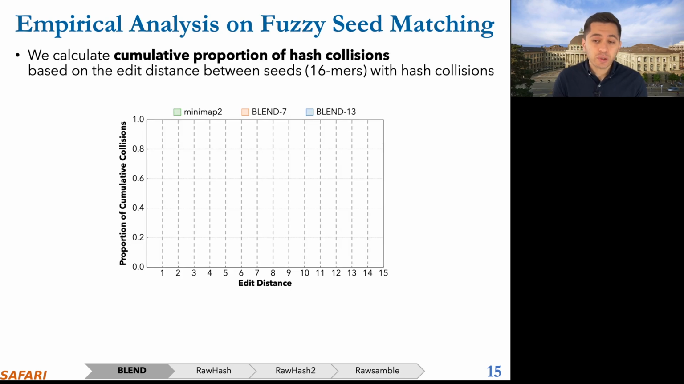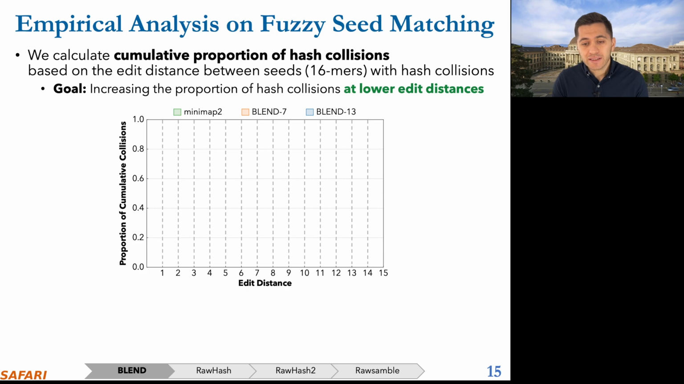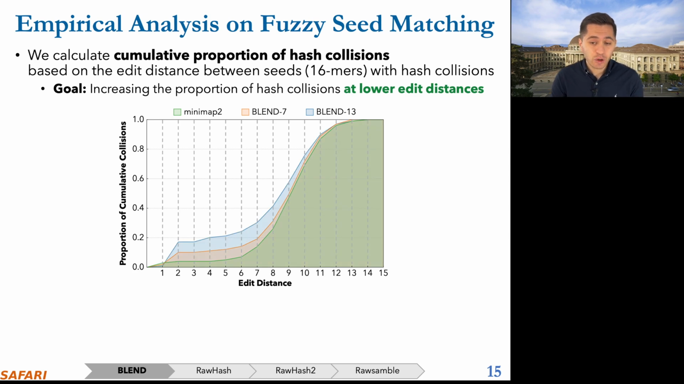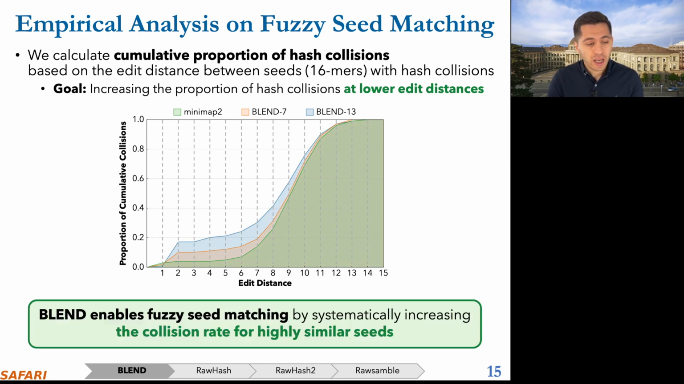We calculate the cumulative proportion of hash collisions on the y-axis based on the edit distance between the seeds with collisions on the x-axis. The goal of Blend's fuzzy seed matching is to increase this proportion for highly similar seeds at lower edit distances. Here we show the proportion of hash collisions at certain edit distances for Minimap2. We find that only a small portion of seed pairs with hash collisions are similar. We observe that Blend increases the proportion of hash collisions between highly similar seeds, and Blend can be configured to further improve this collision rate. We find that Blend enables fuzzy seed matching by systematically increasing the collision rate for highly similar seeds.